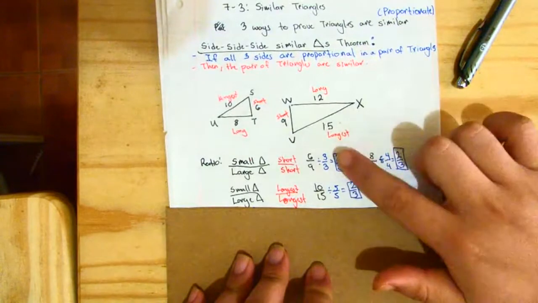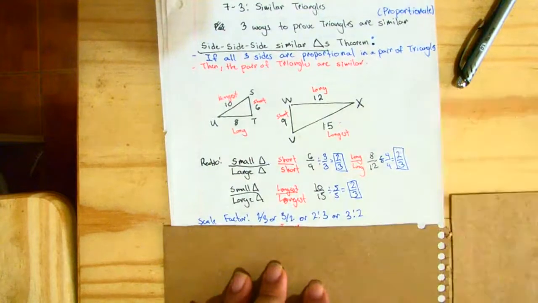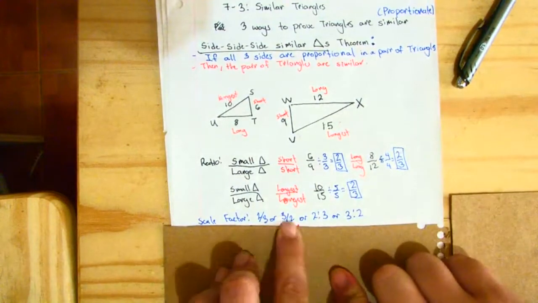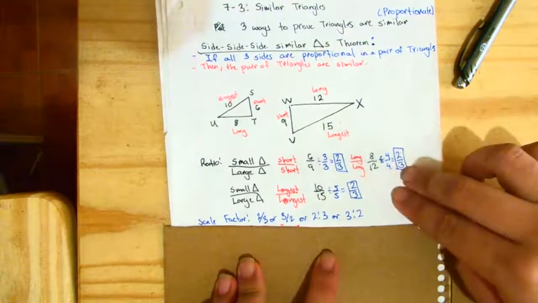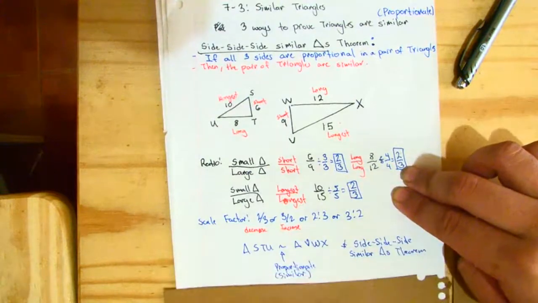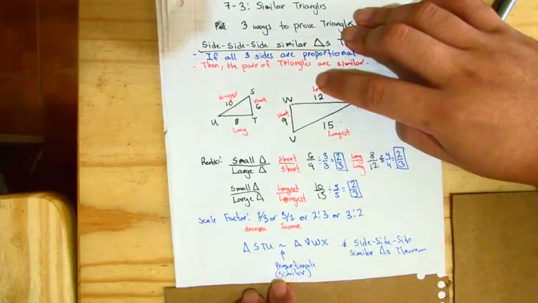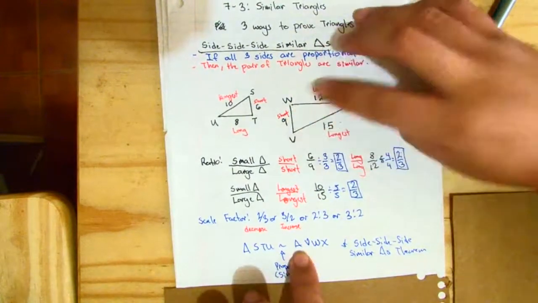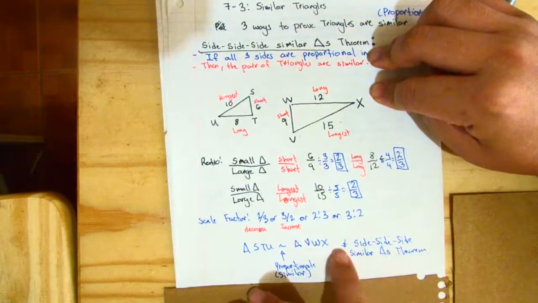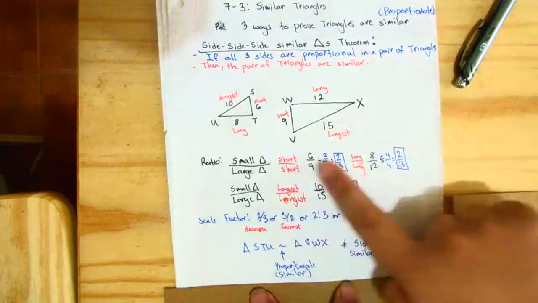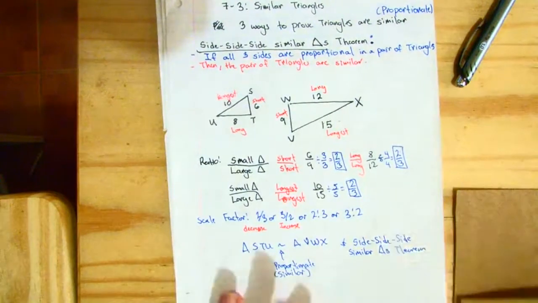How? Using the scale factor. 2 over 3 is our scale factor, and you can write it as 2 over 3, 2 to 3, 3 over 2, or 3 to 2. That's the first way to determine triangles are similar. Here is the statement I'm going to use: triangle STU is similar to triangle VWX. Why? We're using the Side-Side-Side Similar Triangles Theorem, because we compared all 3 sides to determine that the 2 triangles are similar. That's the first example.